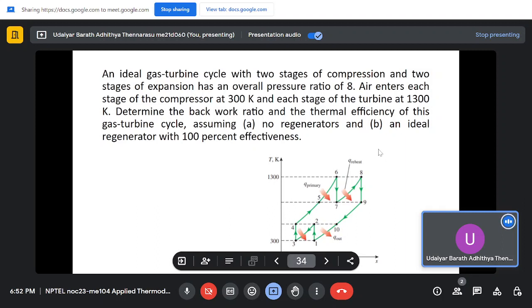Now what has been asked is to determine the back work ratio and thermal efficiency of this gas turbine cycle, assuming no regenerators are used. So there is no regeneration, there is no heat addition being done from the exhaust. That's the first case. And if an ideal regenerator with 100% effectiveness is used, then how are the back work ratio and thermal efficiency?